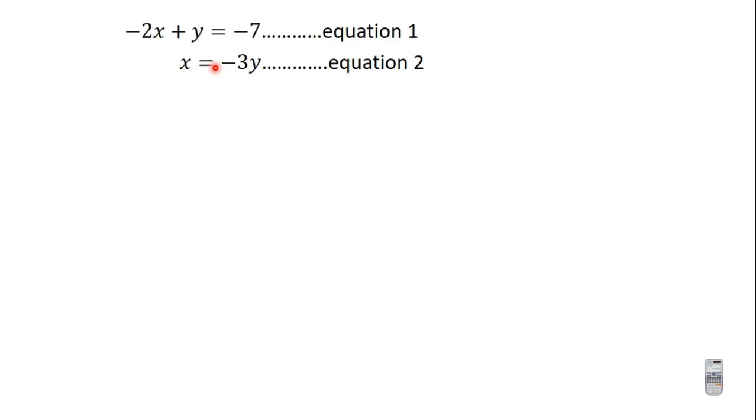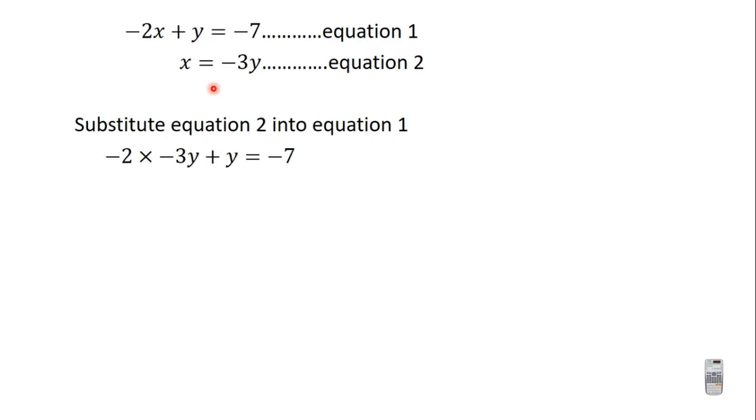I have x is equal to minus 3y as equation 2. So I'm going to use the substitution method. I'll substitute equation 2 into equation 1. So this will give us minus 2 times minus 3y plus y is equal to minus 7. We will have 6y plus y is equal to minus 7. So 7y is equal to minus 7. You divide both sides by 7 and y is giving us minus 1.